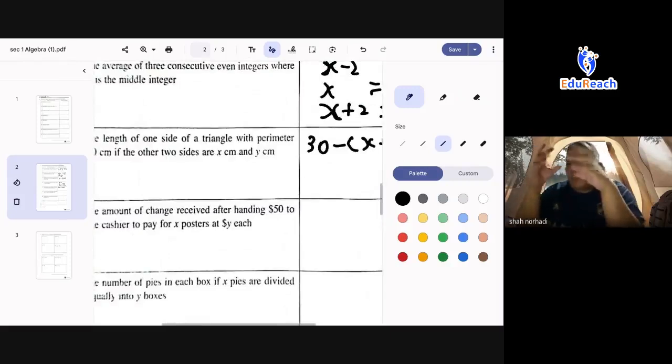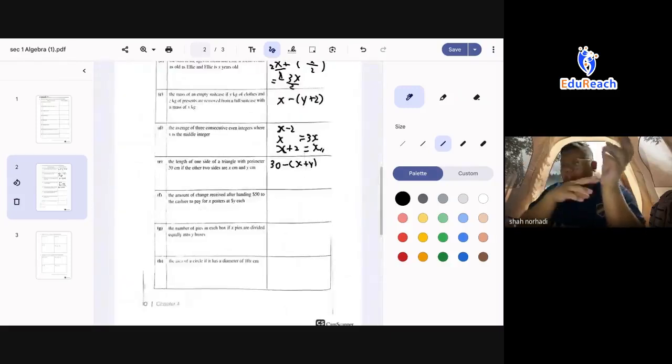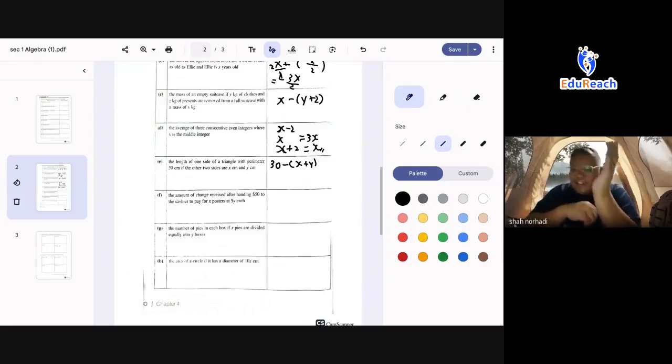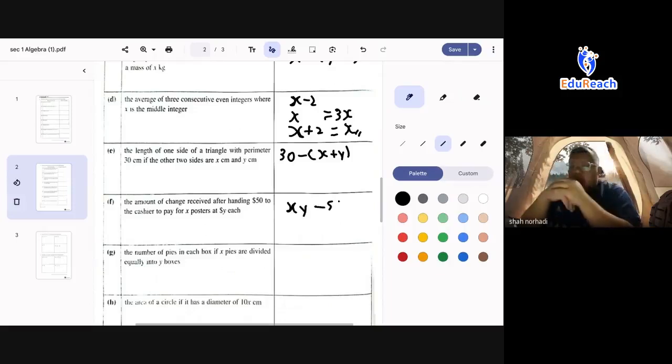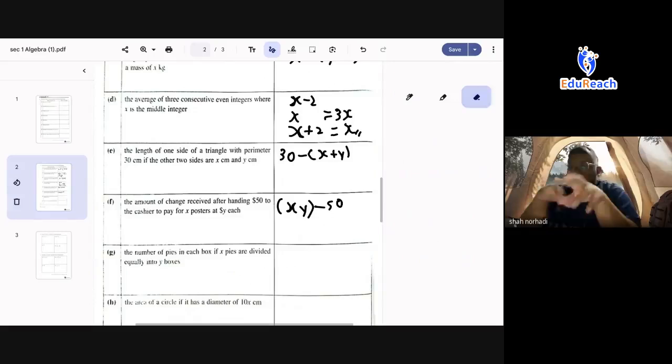Try not to think of the final expression. I know you are trying to mentally think of the final expression, but work the expression part by part. What you need to know now is the cost of all the posters. There's X number of posters. Each poster is $Y. So how much is the cost of the posters? Then you take the $50 to find out the remaining amount. If you try to think of the whole thing, you will take some time. Now you can't do minus 50 first, because 50 is the bigger amount and there is some balance, some change.